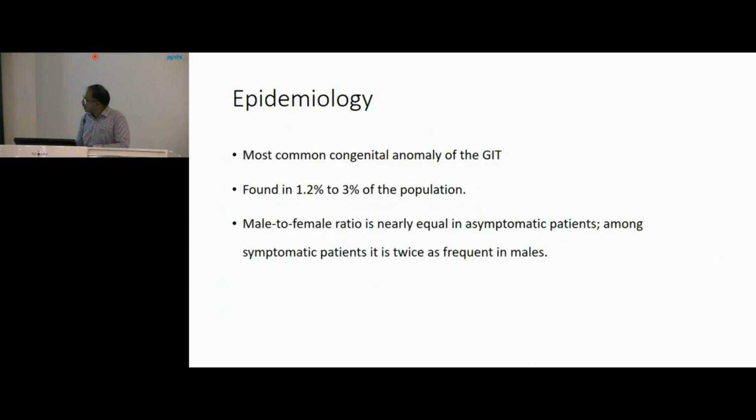So coming to epidemiology, it is the most common congenital anomaly of the GIT and is found in 1.2 to 3% of the population, and the male to female ratio is nearly equal in asymptomatic patients, but in symptomatic patients it is more common in males.